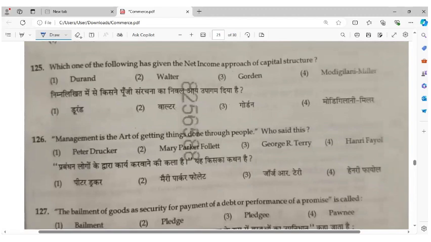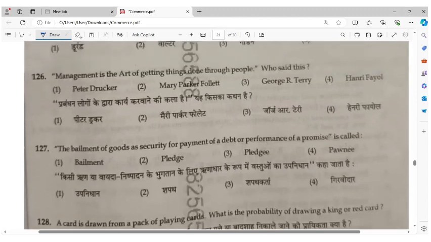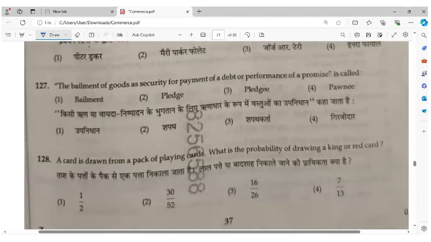Now the next question, 125. Which one of the following gave the net income approach of a capital structure? So the net income approach of capital structure, you know that is given by Durand. Now, management is the art of getting things done through people. Who said this? It is said by Mary Parker Follett. Okay, so the art is given. The bailment of goods as a security for the payment of a debt and the performance of a promise is called a pledge.